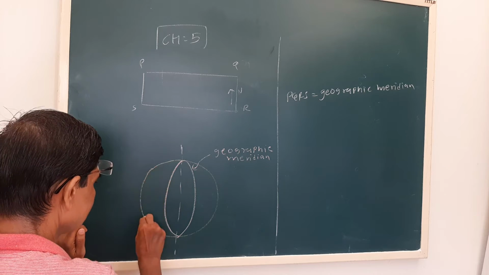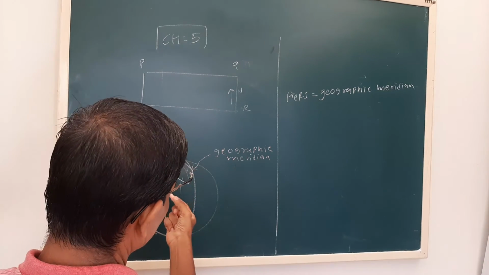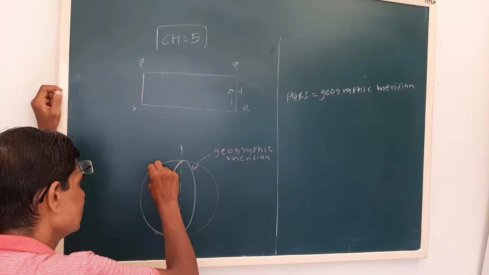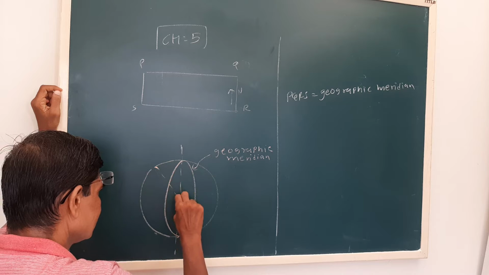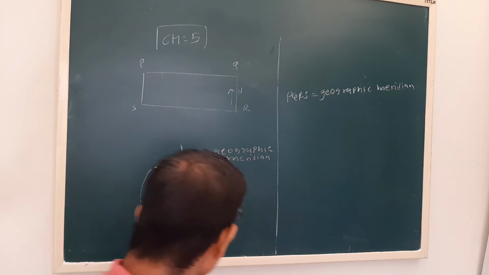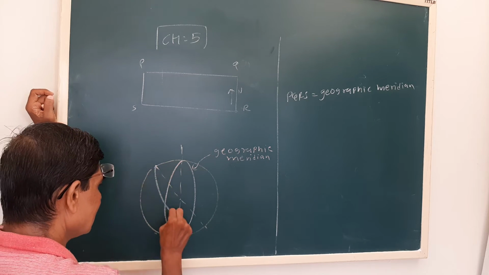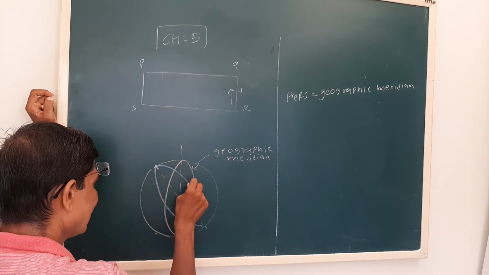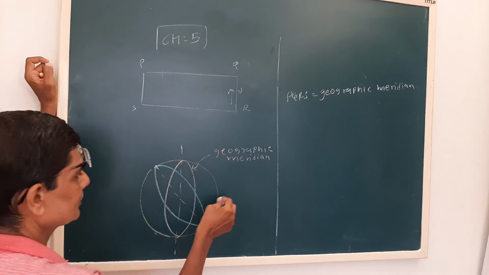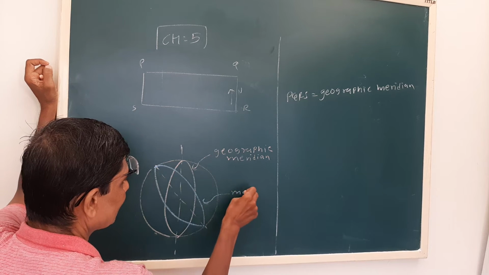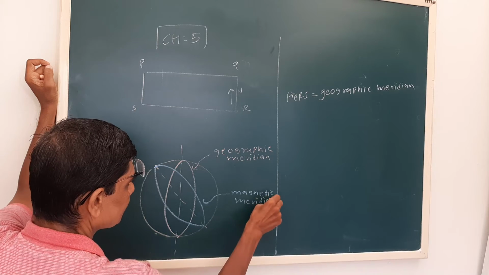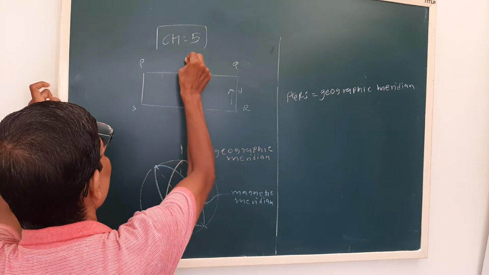So by keeping its axis like this or tilted, it moves like this as a rotational motion. So in that case, okay, see, another circle we can consider. See, this is a circle passing through the actual motion of the Earth. This surface is called the magnetic meridian.